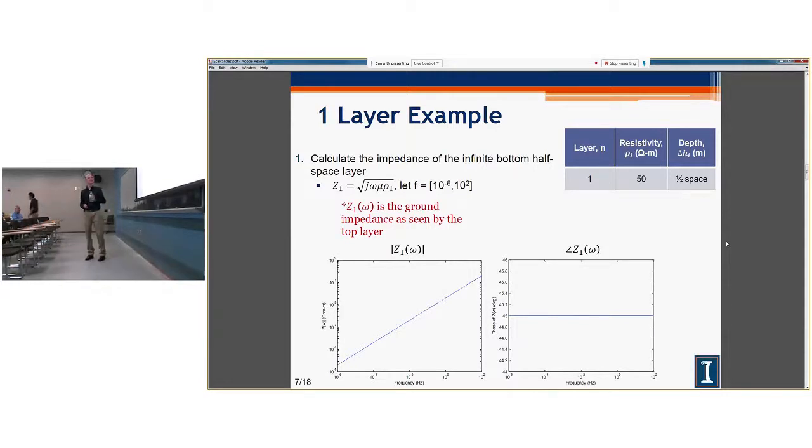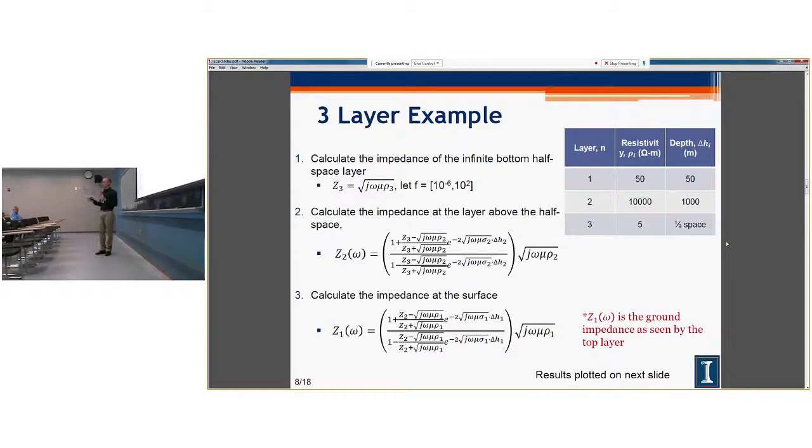All right. That's better. So you stop here after one layer, and you'll see here that I let the frequency range from 10 to the -6 to 10 to the 2. That's because the phenomenon of the storm is that's how slow it varies. It doesn't vary at a high frequency rate, it goes very slow.